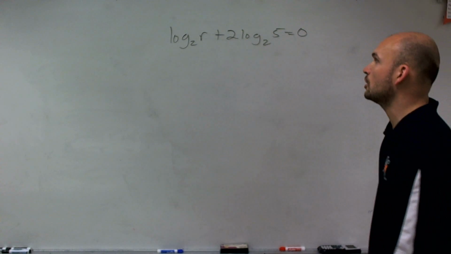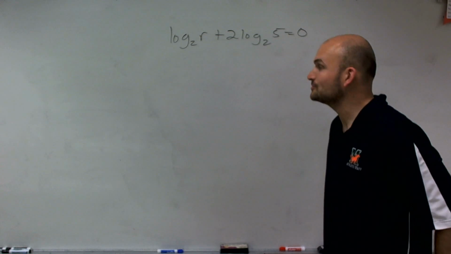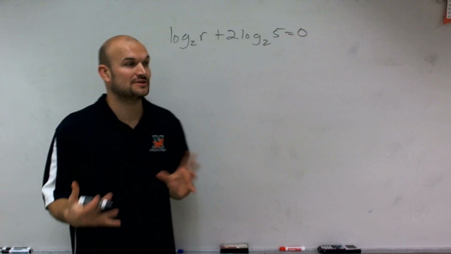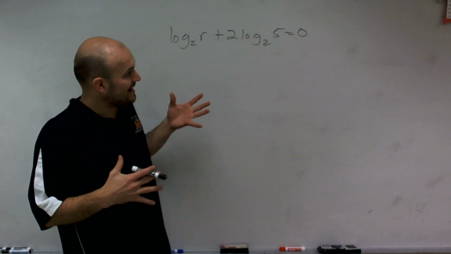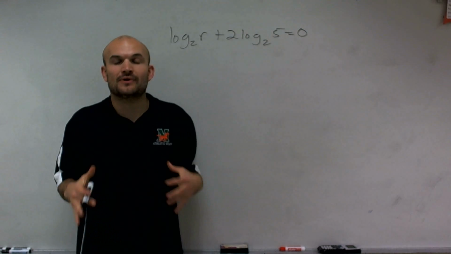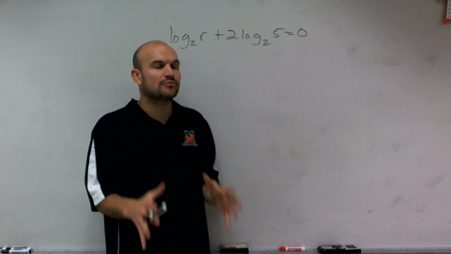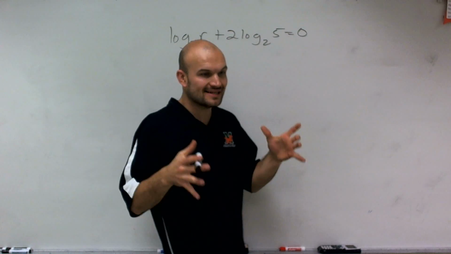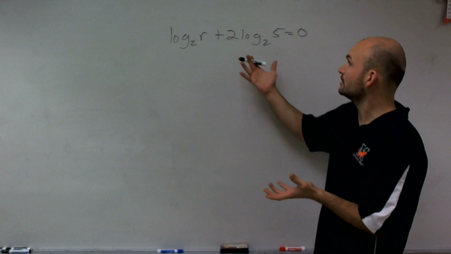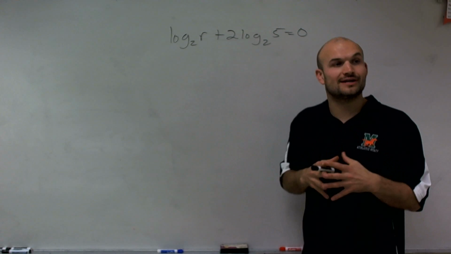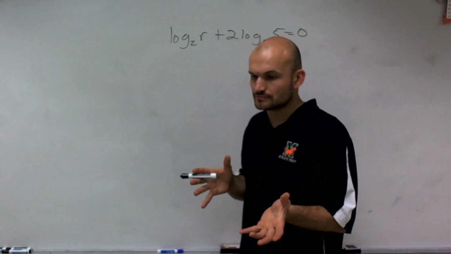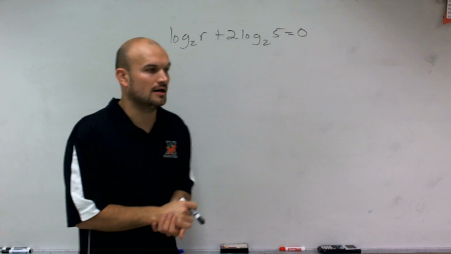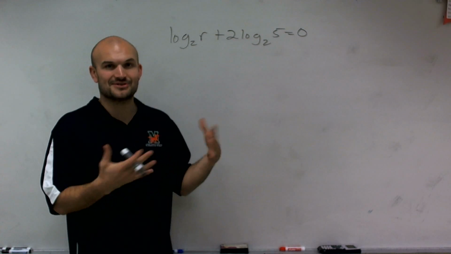So here we go. I have log base 2 of r plus 2 log base 2 of 5 equals 0. And so I have a couple logarithms. To solve this, I have to see what I can do when I have multiple logarithms, using my properties of logarithms to see if I can condense this down to one single logarithm. Because if I can condense it down to one logarithm, or set the logarithms equal to each other, then what I can do is simply isolate them. So then I can use my other properties of logarithms to solve.